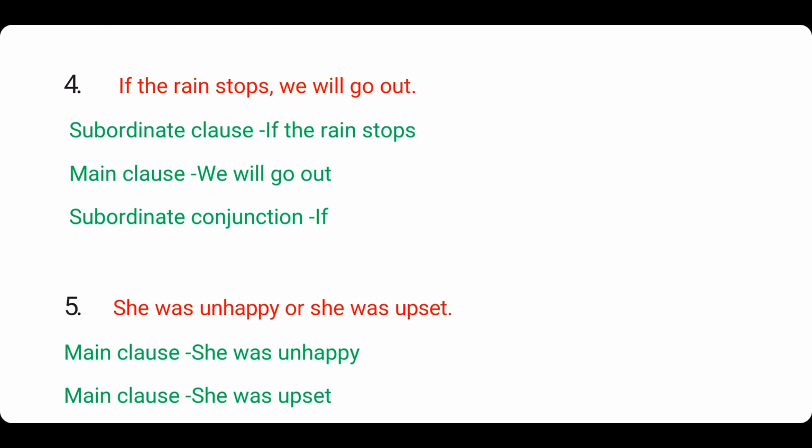On to the fourth sentence. If the rain stops, we will go out. Here what is the conjunction? Yes, here the conjunction is if. If is a subordinate conjunction. So we can see that this sentence contains one subordinate clause and one main clause. So what's a subordinate clause? Here the subordinate clause is if the rain stops. And the main clause is we will go out.